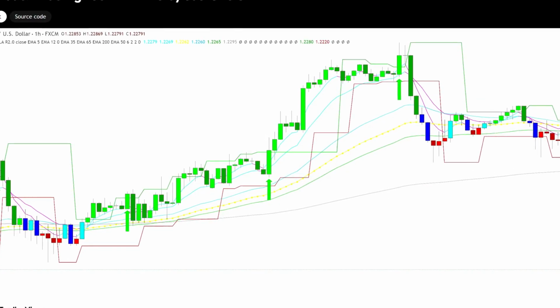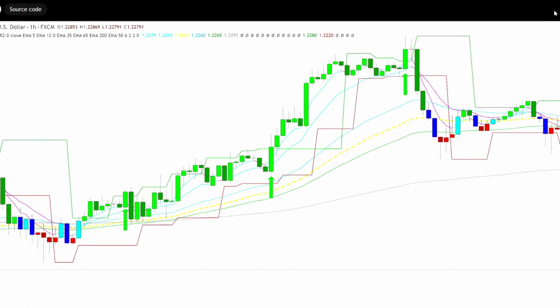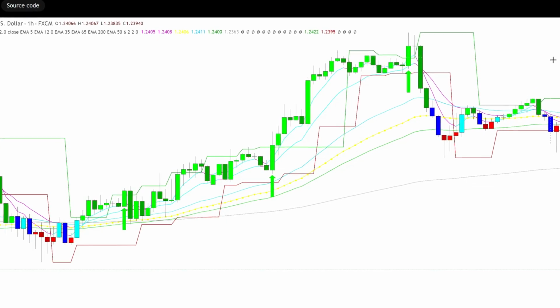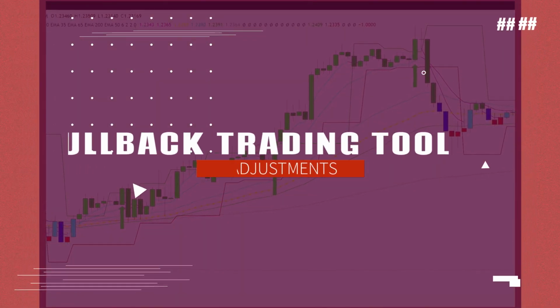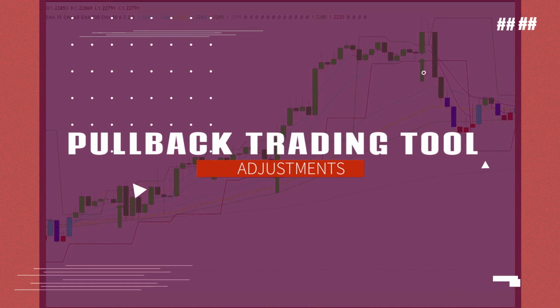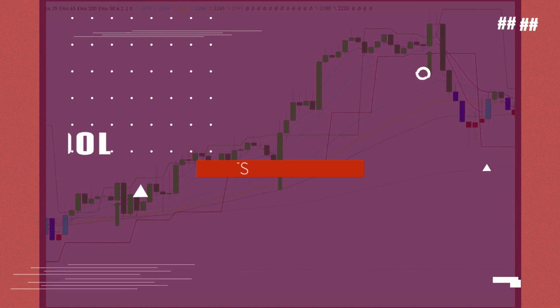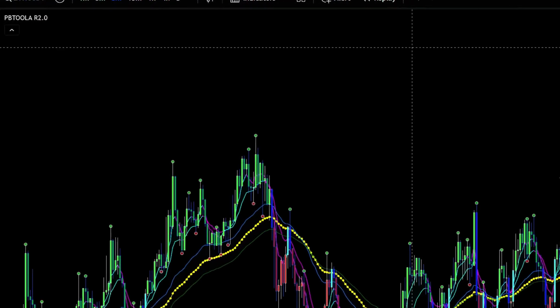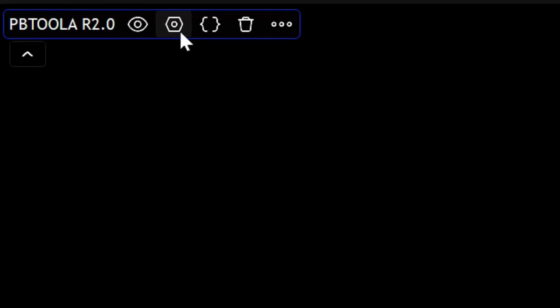But this is important. Before we jump in and start using it to try and make some profitable trades, we need to do a little bit of fine-tuning. Think of it like this. If you're a musician, you wouldn't just grab your instrument and start playing without tuning it first, right? Same goes for trading tools. A little bit of tweaking can make a big difference in how effectively it performs. So let's dive into the settings and customize this thing to perfectly match our pullback trading strategy.